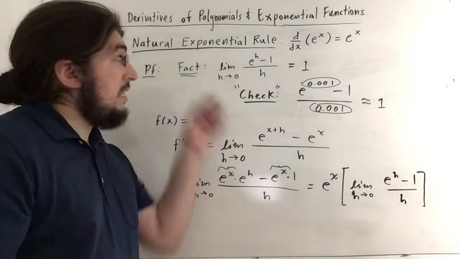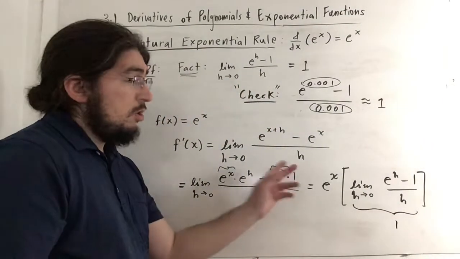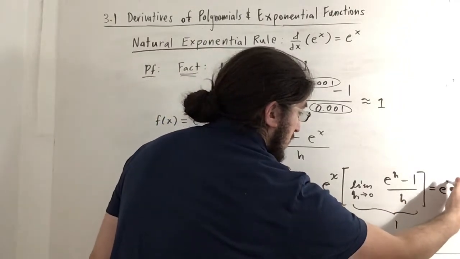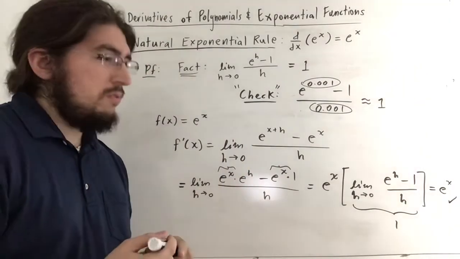And what do we just see in this fact? This is 1. So in the limit, this whole thing is equal to e to the x times 1, which is just itself, e to the x. Perfect. Finally, we finished proving all the cool rules from 3.1.